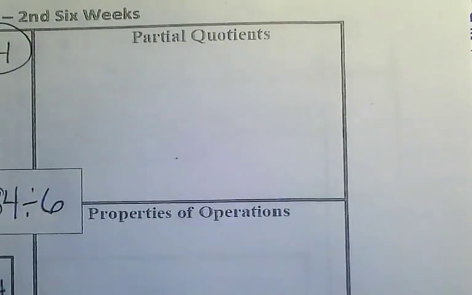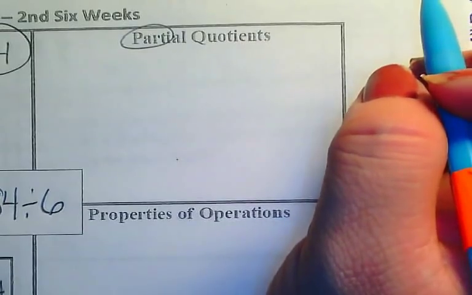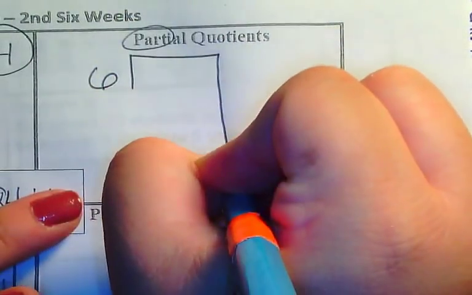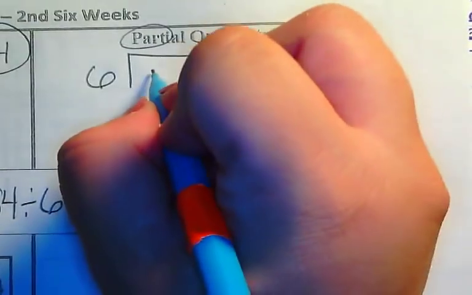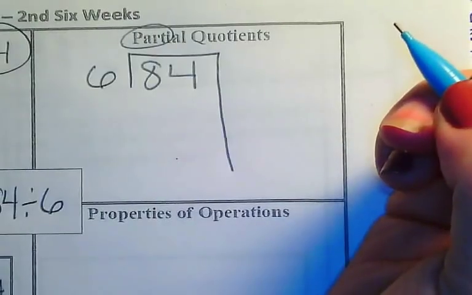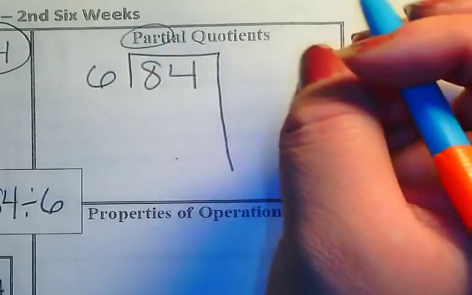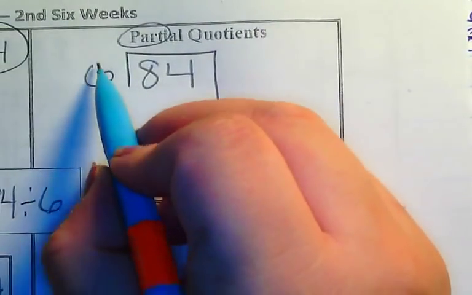Okay, we're doing partial quotients. Partial quotients, guys, right here it says part. And quotients is answers. So that means that we're cutting the answer into parts. Okay, this is what we do first. We do our divisor, and then we do a hangman, or a large 7, whatever you want to call it. And on the inside goes your dividend. And we're going to do the same thing we did on the area model.